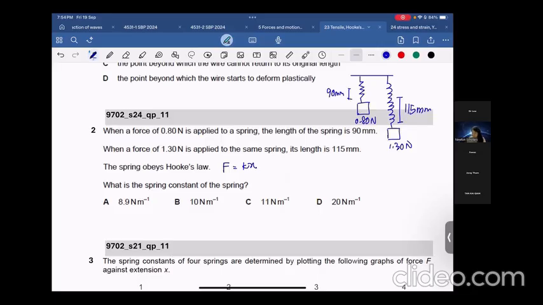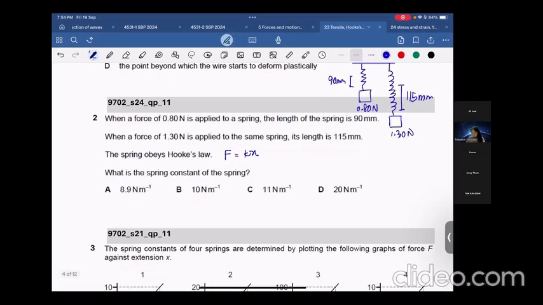Any others? They obey Hooke's law. That means that the spring is not spoiled. The K here is the same. Okay? Same spring, like dear, so they have the same K. Every single spring has its own spring constant. Okay?